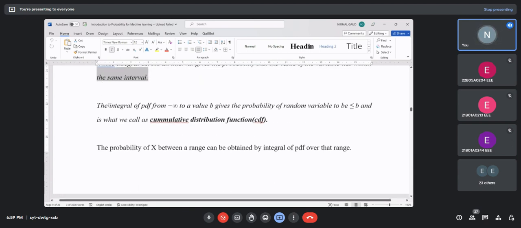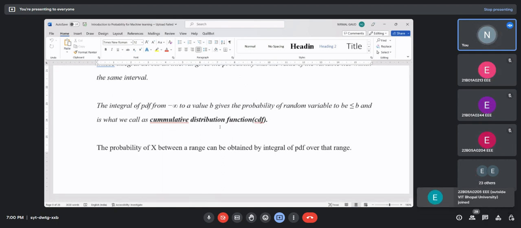All right. So the integral of the PDF from minus infinity to a value b gives the probability of a random variable being less than b, and that's what we call the cumulative distribution function. So we can have a cumulative distribution function also. Cumulative means from a certain limit, between a certain range.